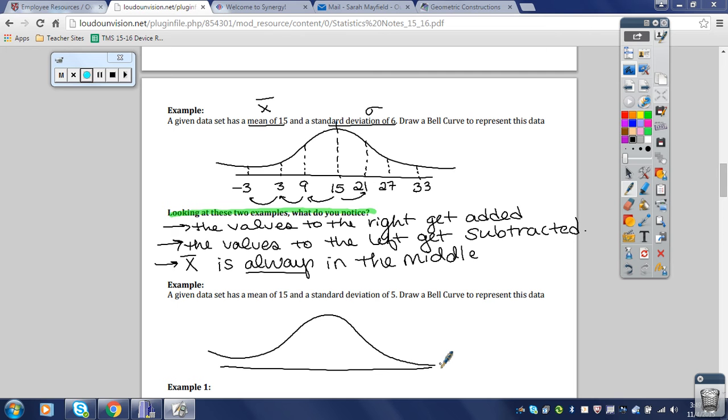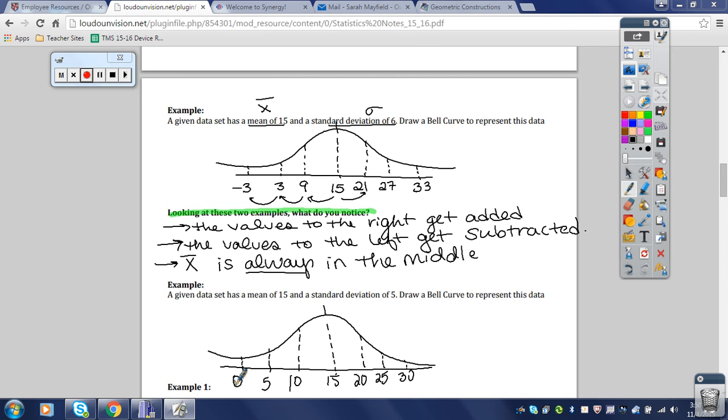Okay, so number line, bell curve. Where do I always start? The middle. What's the middle? My mean, which is 15. 3 units up, 3 units down. What do I increase by? My standard deviation, which is 5. So 20, 25, 30. To go in the reverse direction, you subtract. And I have my bell curve.